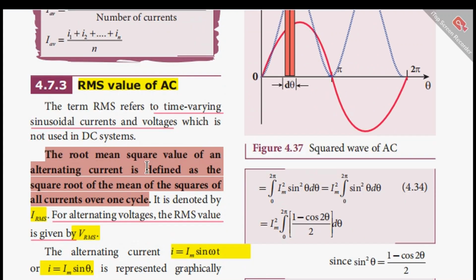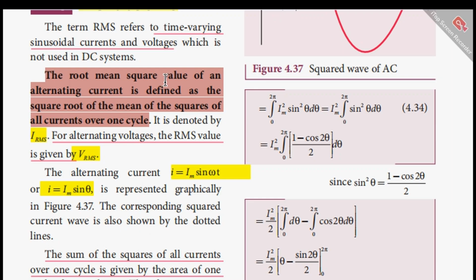Next, we will study the RMS value of alternating current. The term RMS refers to time varying sinusoidal currents and voltages, which is not used in direct current systems. The root mean square value of an alternating current is defined as the square root of the mean of the squares of all currents over one cycle. It is denoted by IRMS.